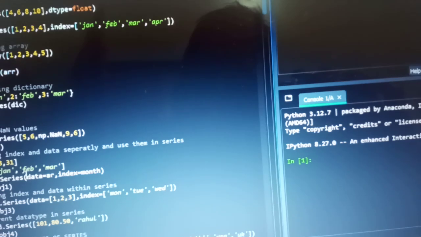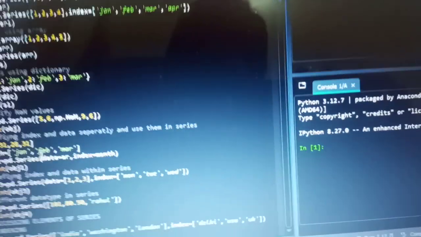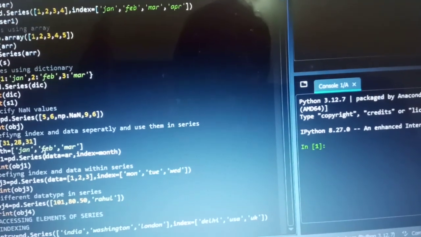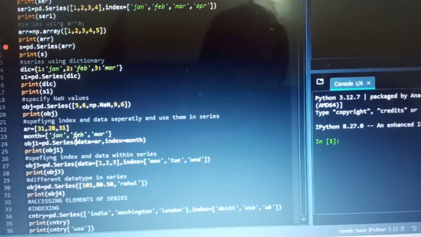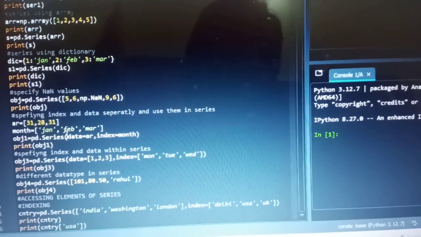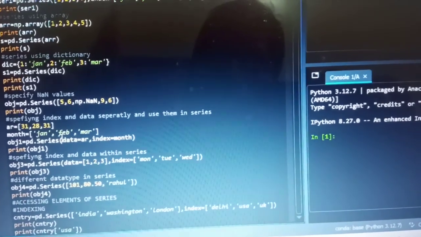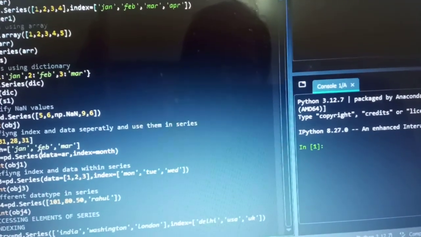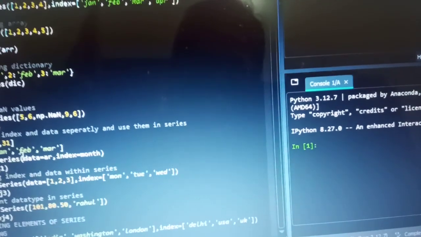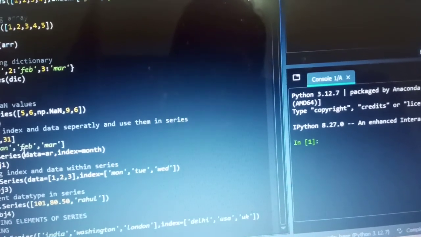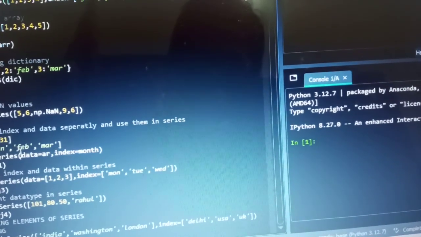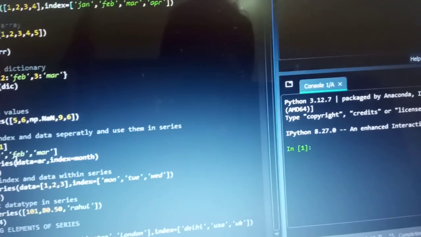Then bitwise operator is there. Then two special operators are there in Python, that are known as identity operator and the membership operator. What is the identity operator? There are two types of identity operators: is and is not. And the membership operators are in and not in. Identity operator is: is and is not. Membership operator is: in and not in.